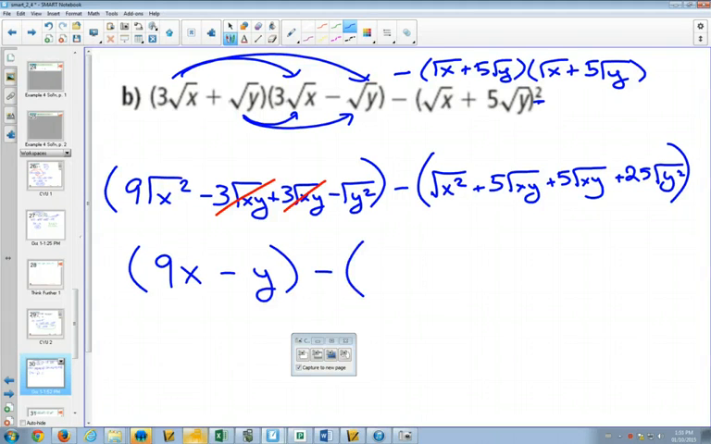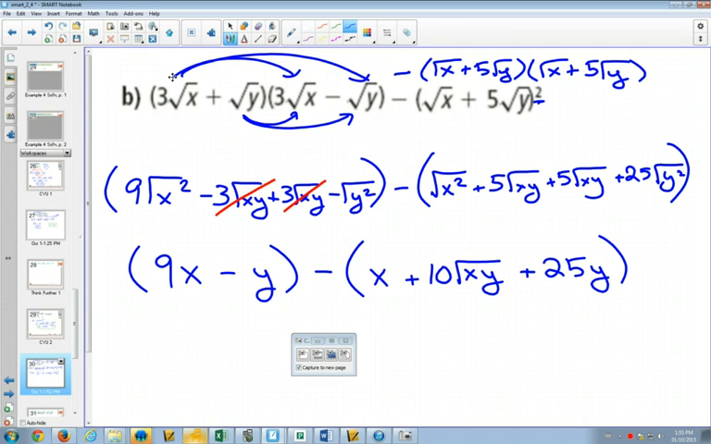Simplifying my second set of brackets, square root of x squared will just be x. The two middle ones are like radicals, so I can put them together. And the square root of y squared will just be y. So now I've simplified the second one as much as I can.